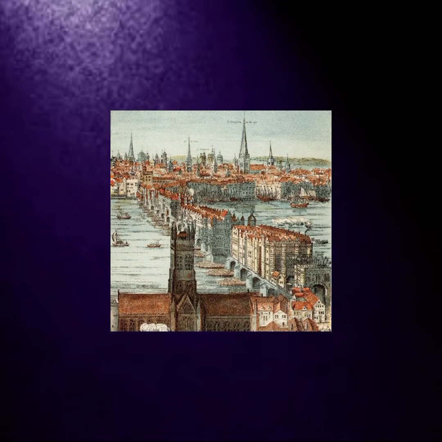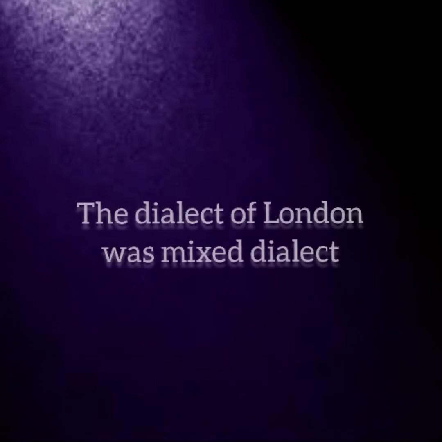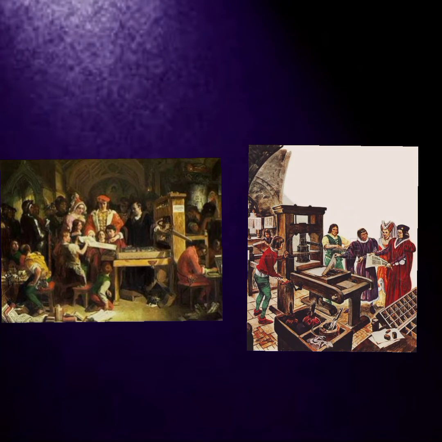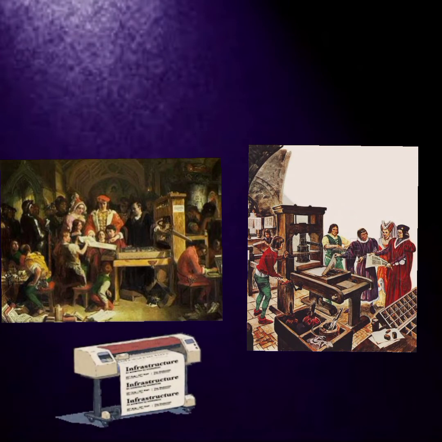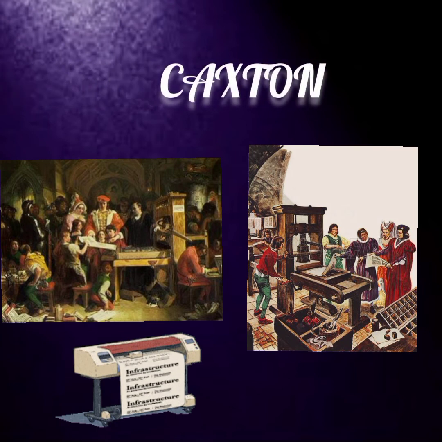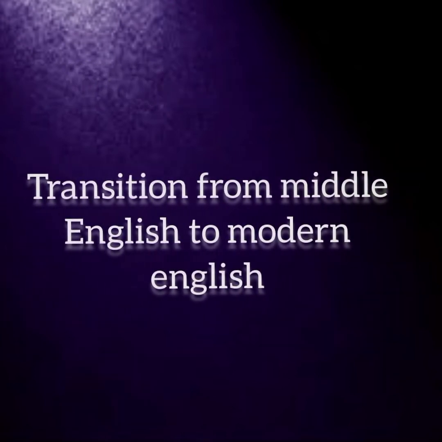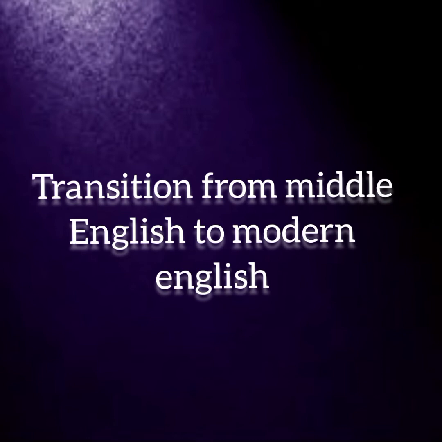Since England was inhabited by people of very heterogeneous nature, the dialect of London was a mixed dialect. The influence of Oxford and Cambridge helped to make the London dialect something wider and more acceptable. The Middle English period came to an end with the introduction of printing in England by Caxton. The latter half of the 15th century marks the transition from Middle English to Modern English.